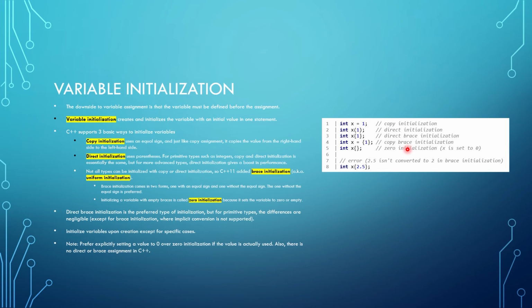And direct brace initialization is the preferred type of initialization, but for primitive types, the differences are negligible, except for brace initialization, where implicit conversion is not supported. So over here, if we try to put 2.5 in x with brace initialization, 2.5 isn't converted to 2 before it's put into x, which will cause a compiler error. Always initialize variables upon creation, except for specific cases, like when you're creating a bunch of variables and performance is really important.